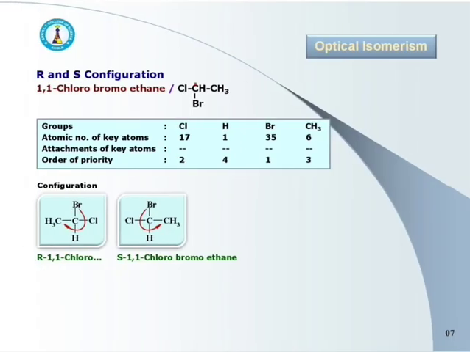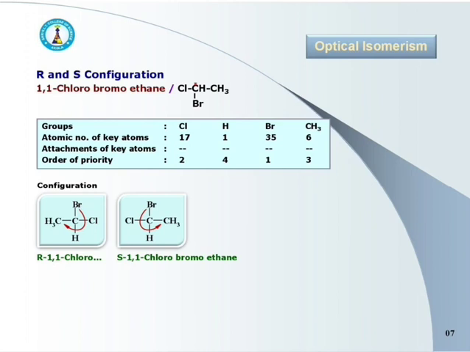Now take the example of 1-chloro-1-bromoethane. Molecular formula is Cl CHBr CH3. The four different groups attached to the asymmetric carbon are chlorine, hydrogen, bromine, and CH3. Key atoms are again chlorine, hydrogen, bromine, and for CH3 the key atom is carbon.